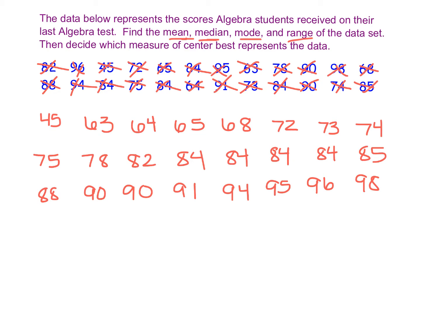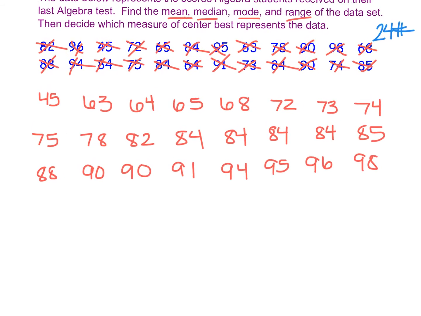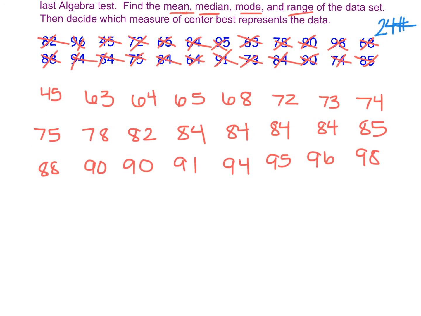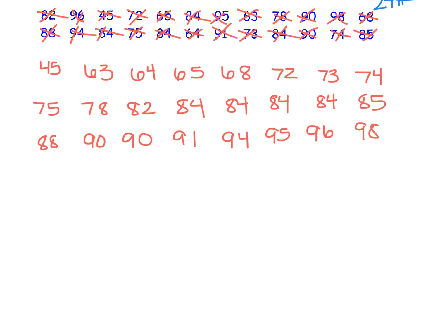So here I can see that I have all my numbers now grouped in order, and that will help me when finding things that require me to find a most popular number or to find numbers in the middle or something like that. So here I can see that I have a total of 1, 2, 3, 4, 5, 6, 7, 8 numbers times 3 rows, so a total of 24 numbers in my data set that represent different algebra tests for these particular students. And now we're going to use these numbers to find the mean, median, mode, and range of this data set.